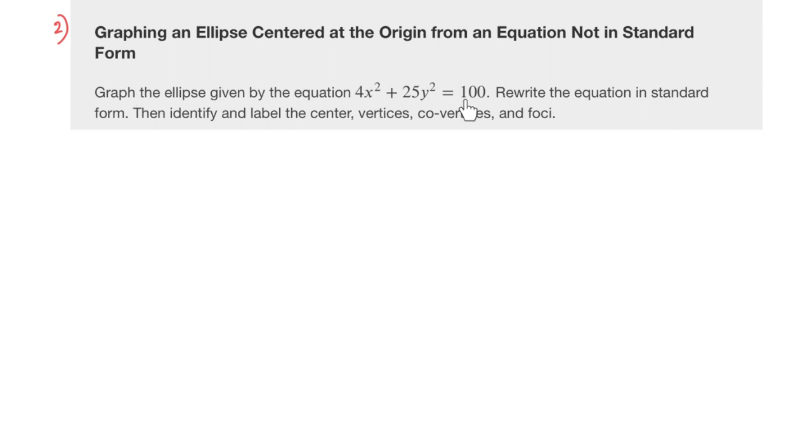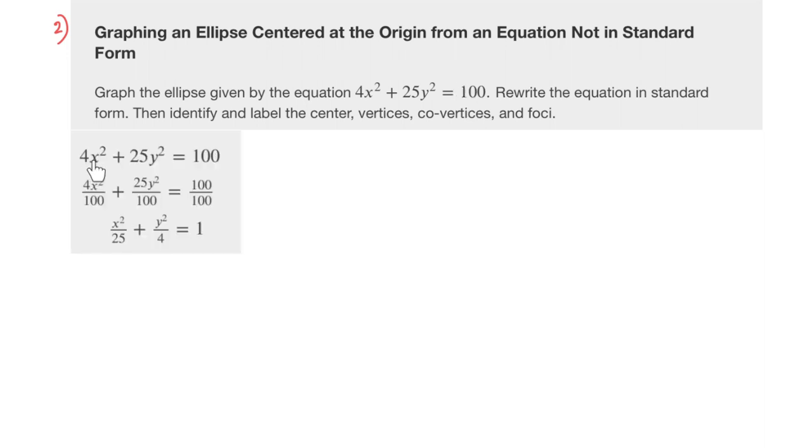Graph the ellipse given by this equation. But this equation is not given in the standard form. Standard form is x square divided by a square plus y square divided by b square equal 1. That means we need to rewrite this in the standard form. So our first approach is make the right side equal 1. So we can actually divide each term by 100. Then simplify from there. If you divide each term by 100 and reduce the fraction, you will get x square over 25, y square over 4 equal 1.